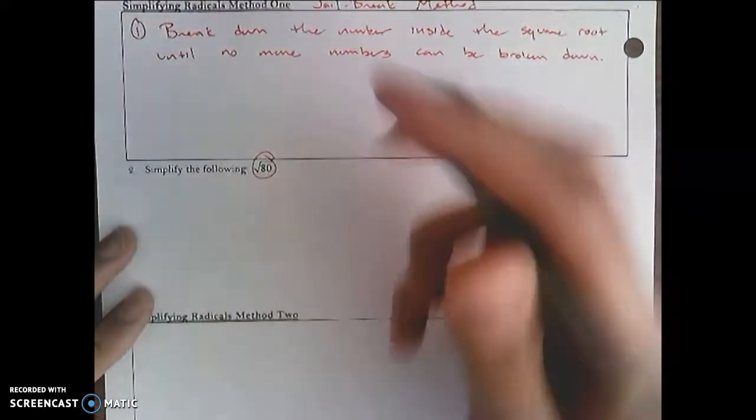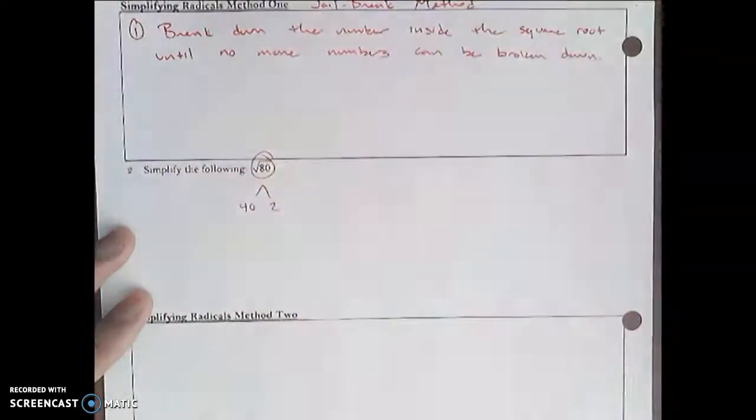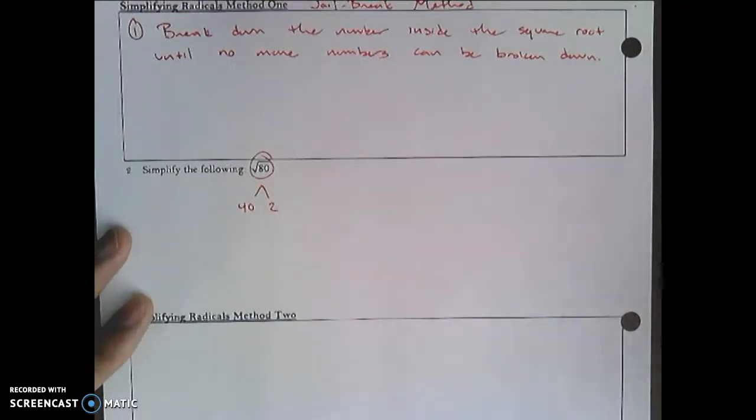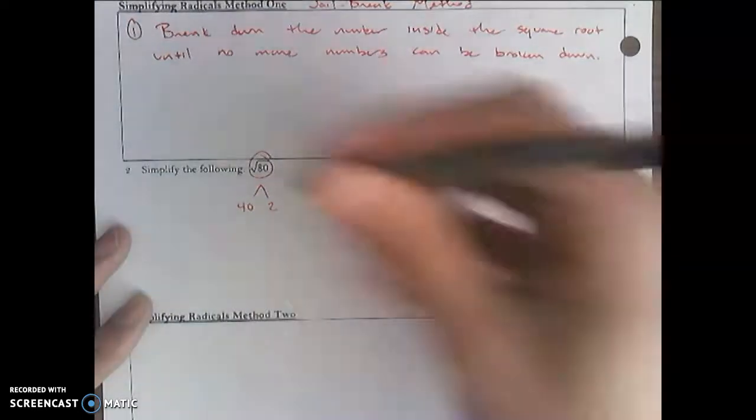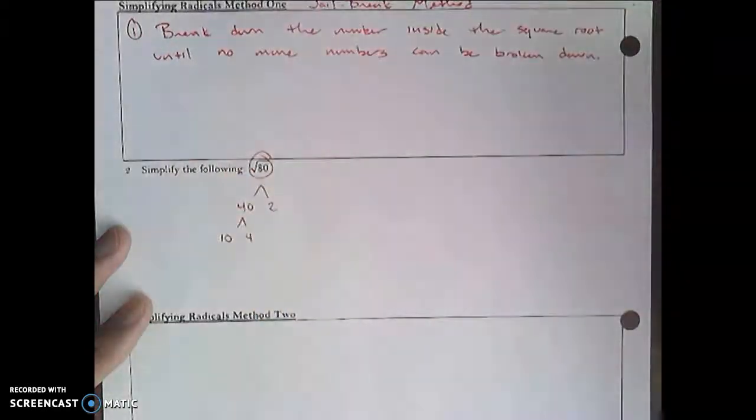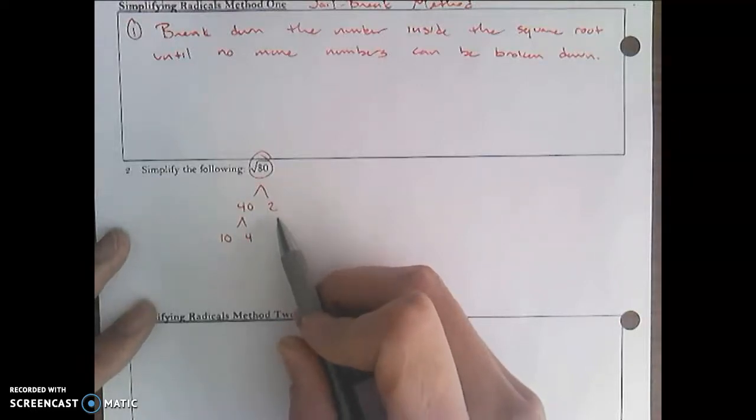So 80, we can break that down into 40 and 2. 40 times 2 is 80. You could have chosen 10 and 8. You could choose 16 and 5. Any factors of 80, you can break it down. And we'll continue breaking it down until we can't anymore. Can we break down 40 anymore? We sure can. We can break down 40 into 10 and 4. Can we break down 2 anymore? No, we can't. Just 2 and 1, but that doesn't break it down.